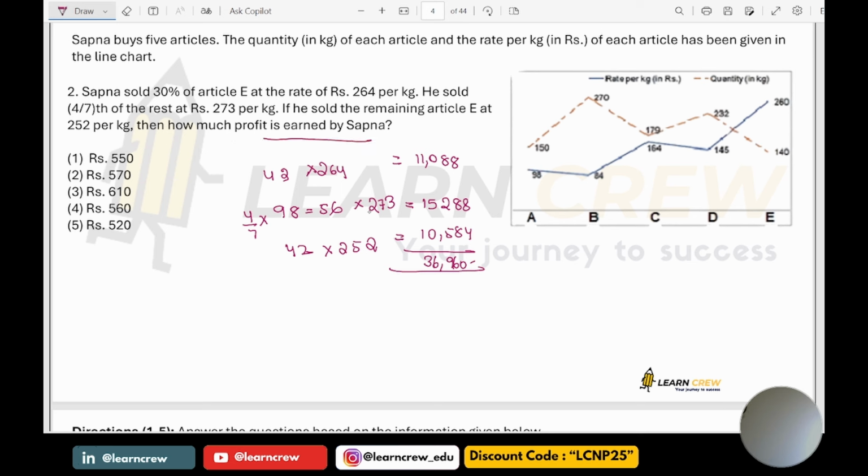Now, what is asked here? What is the profit earned? The total cost is 140 into 260. So you have to subtract 140 into 260, which would be 36,400. Please subtract from here to here. You'll get 560. Thereby the profit is 560. So the option is 4.